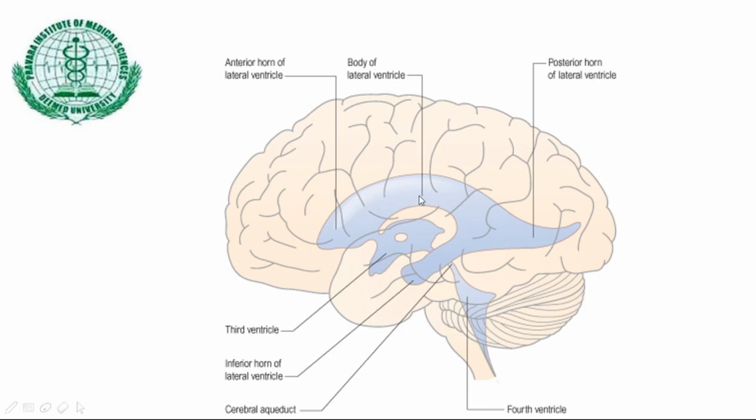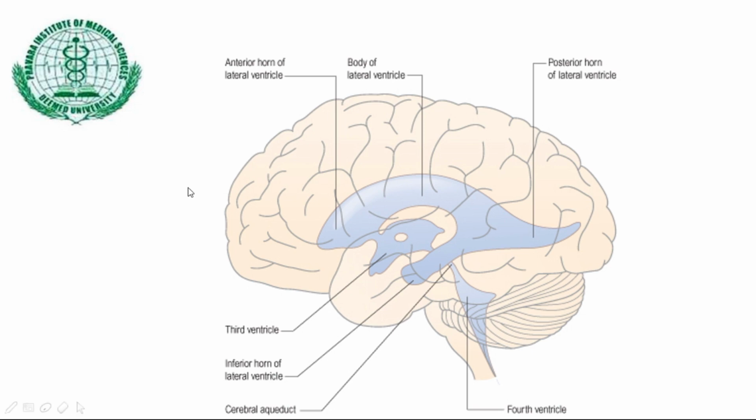The interior of the brain contains a series of cavities. These are known as the ventricles. Now the cerebrum contains a median cavity known as the third ventricle, and the two lateral ventricles, which are present in each cerebral hemisphere.